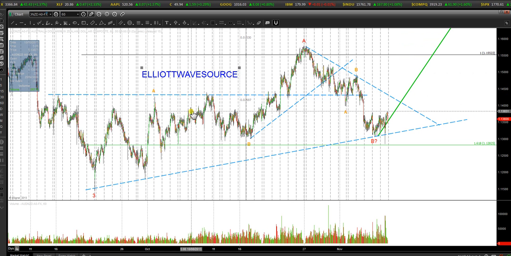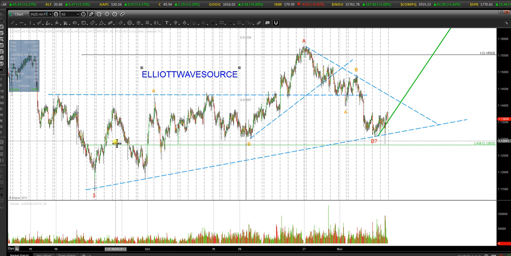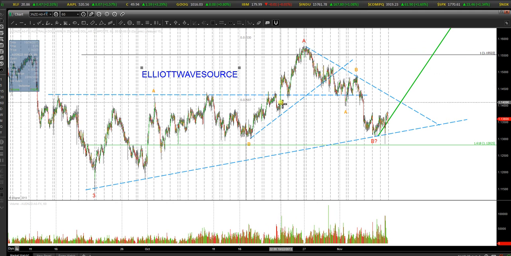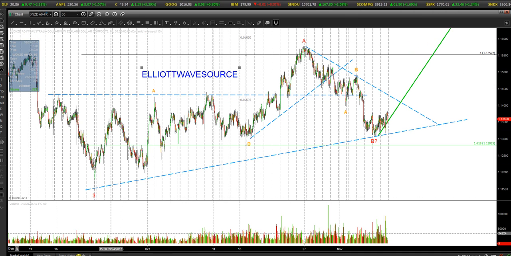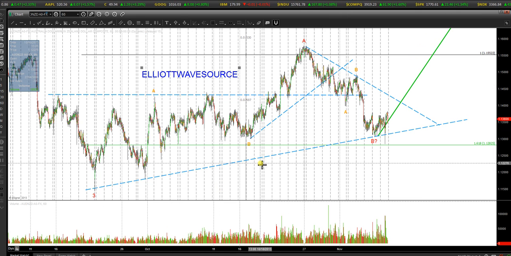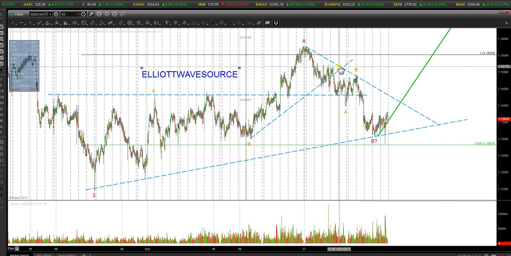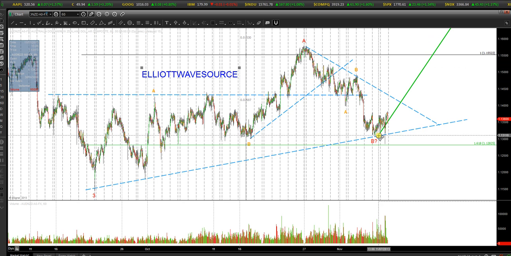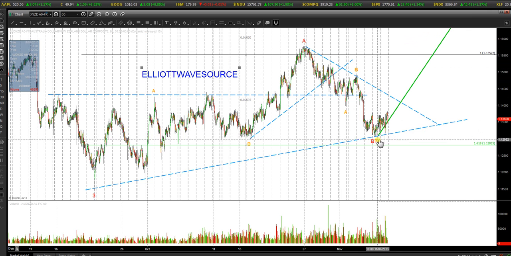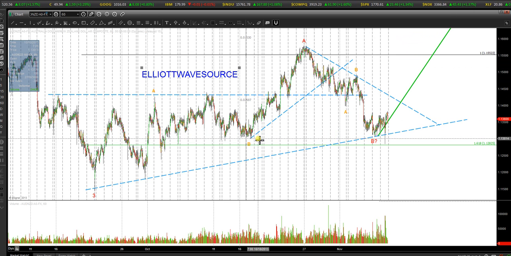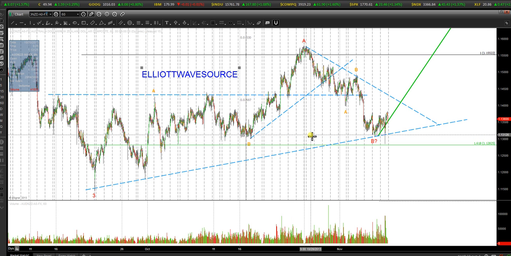Now this is a pair we were looking at last week, and we had it labeled as A, B, and then this would have been our larger C to round out that larger wave 4 that we have labeled in our daily charts. But as we saw, prices pushed significantly lower past that point of the beginning of that larger wave 1. So then we had to relabel.